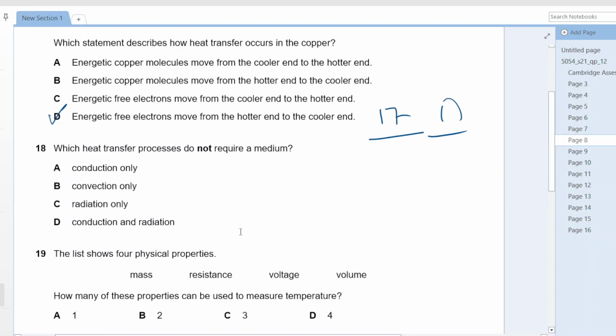Which heat transfer process does not require medium? It is at question 18. This obviously is radiation only. You know, radiation does not require medium. It takes place by the vibration of electric and magnetic field, and answer 18 C, radiation only.